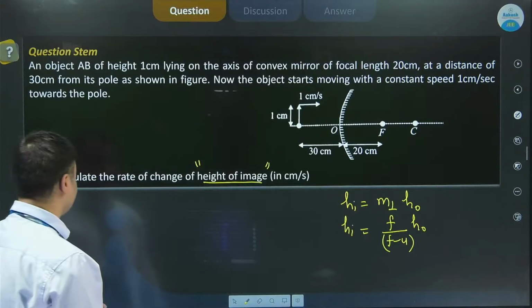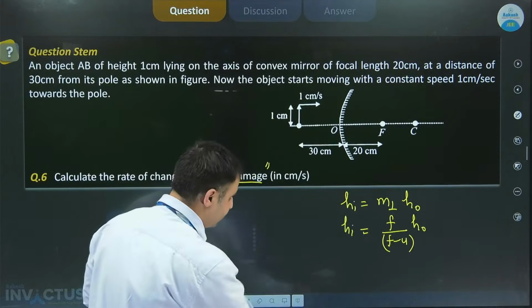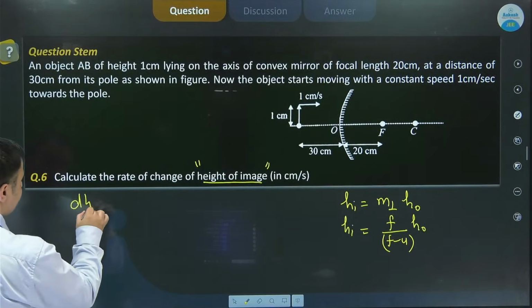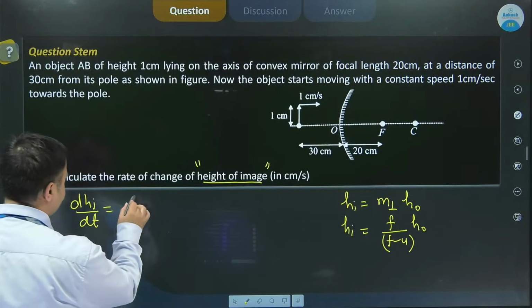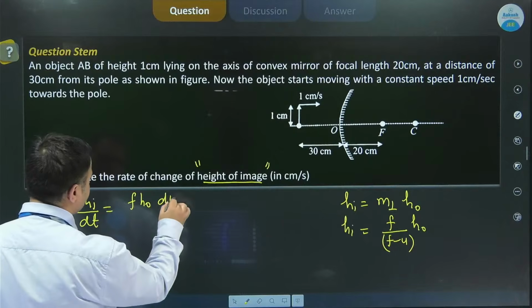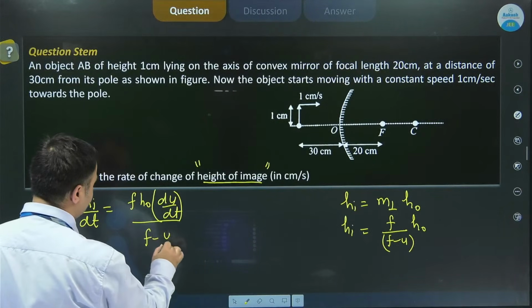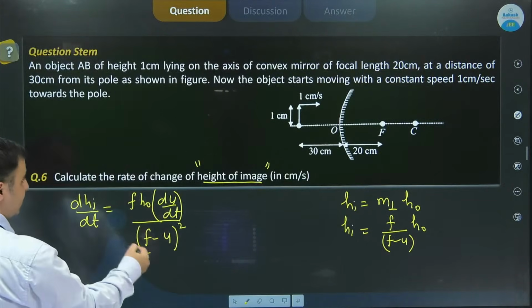Now rate of change of height. So for rate of change of height, we should differentiate this. So differentiating with respect to time, dhi by dt will come out to be f h naught du by dt divided by f minus u whole square. If you differentiate this with respect to time, then this expression will come.